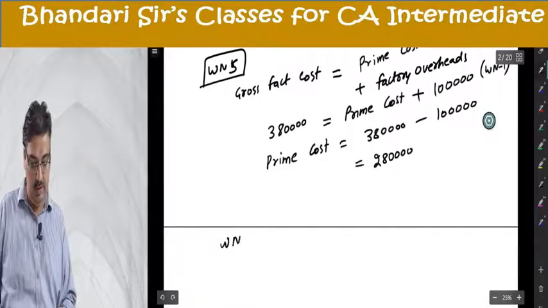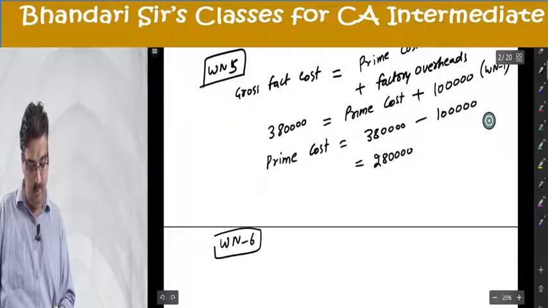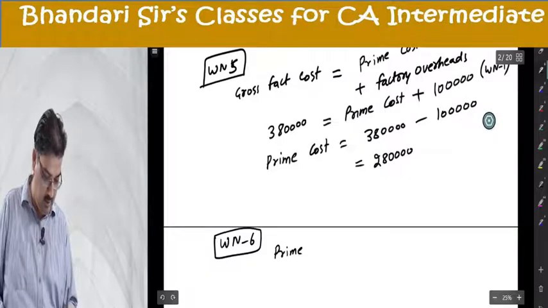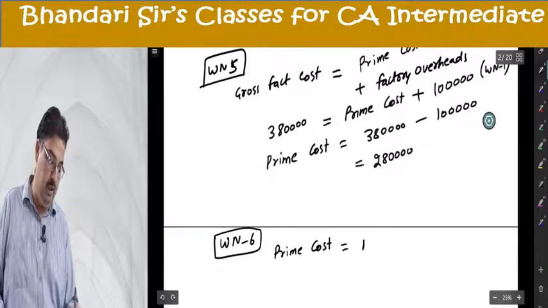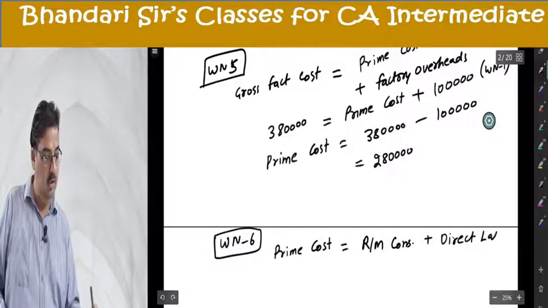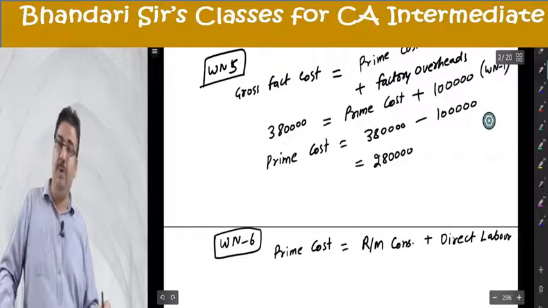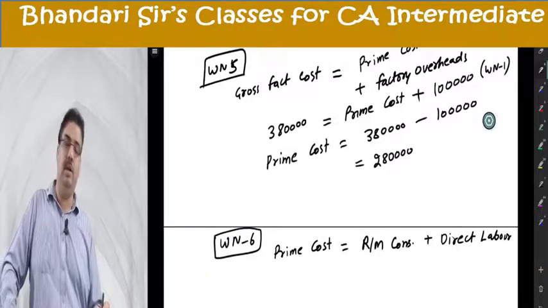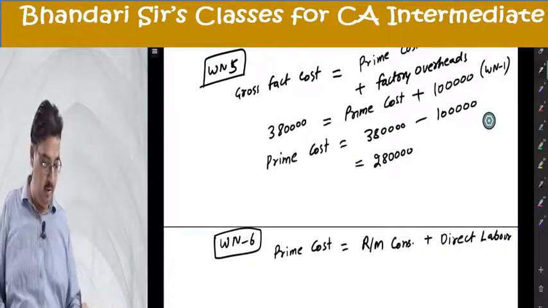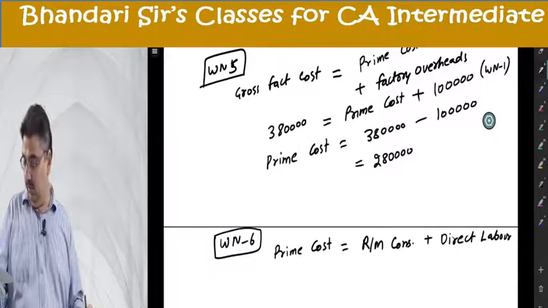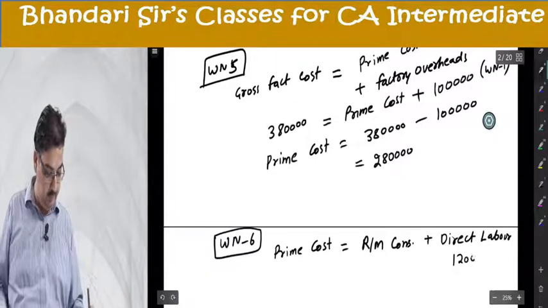Working note 6. Prime cost equals raw material consumed plus direct labor. Direct expenses assumed to be nil. Normally they are not there. Rare cases it will be there, but normally they are not there. Direct labor we were given 1,20,000.